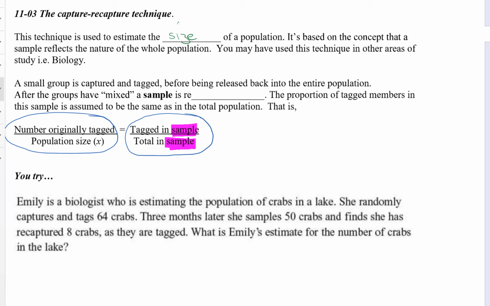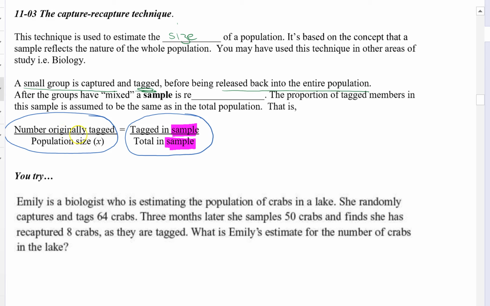You might have performed this in a science class when trying to estimate the size of a population of bugs in the garden. If it's possible, you collect a small group, and that's where the capture comes from. So you take a small group, capture them and tag them, but then you release them back into the entire population.